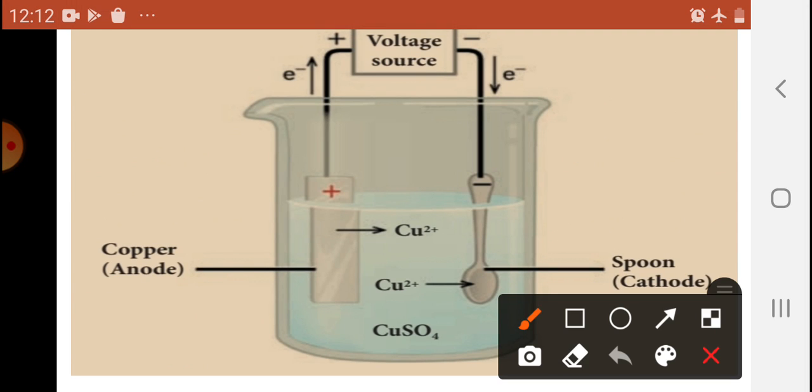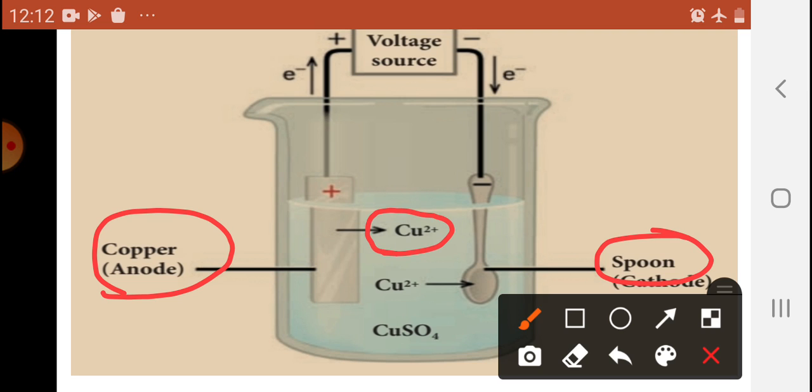Okay, here we will consider this is copper, that is positive, this is nothing but the anode, and this is the cathode. We have a spoon. So we take a copper plate, and this is the spoon. Here this is copper 2 plus ions, and the spoon will also get copper 2 plus ions. The spoon, which we consider the cathode.